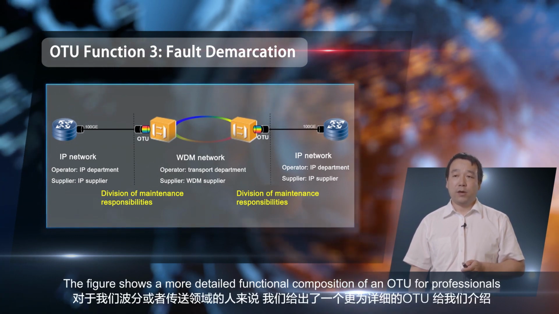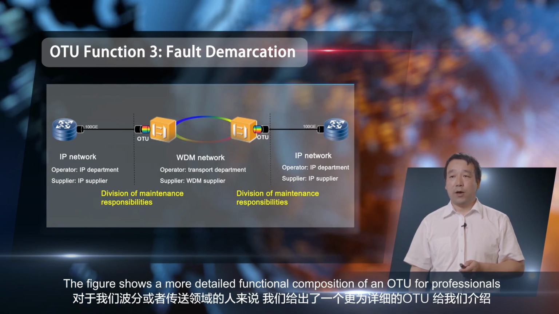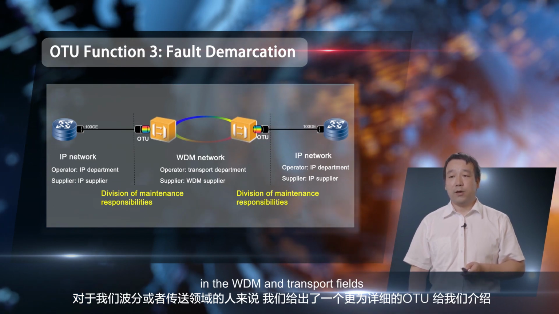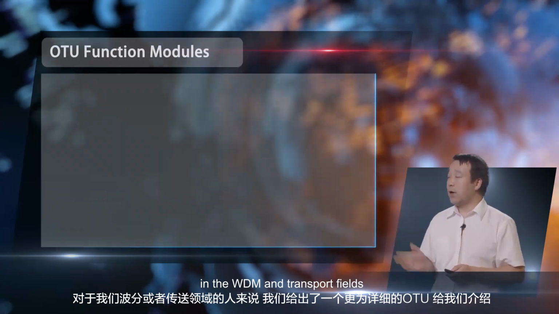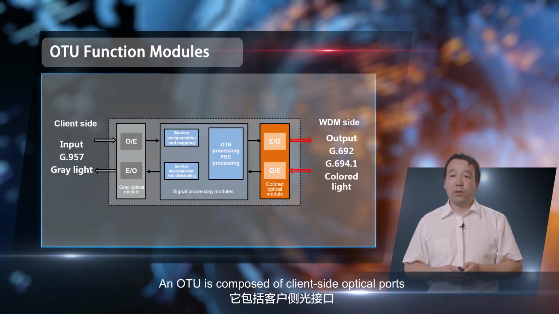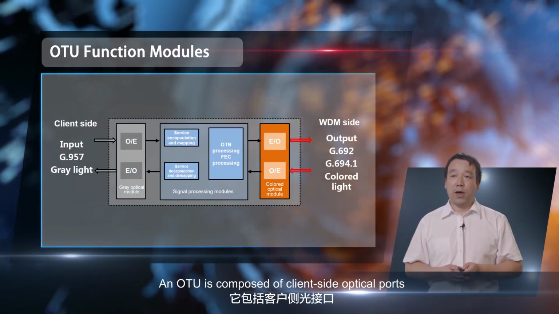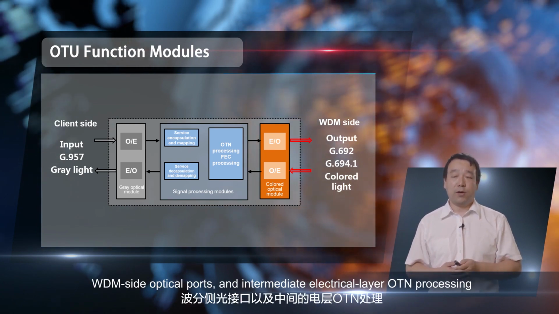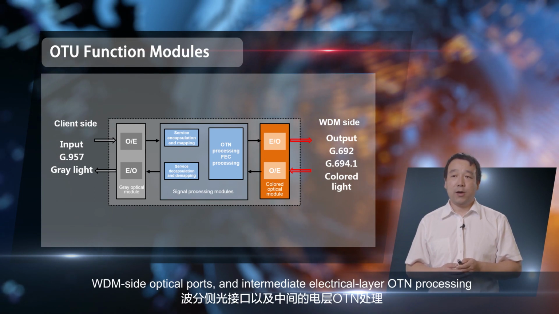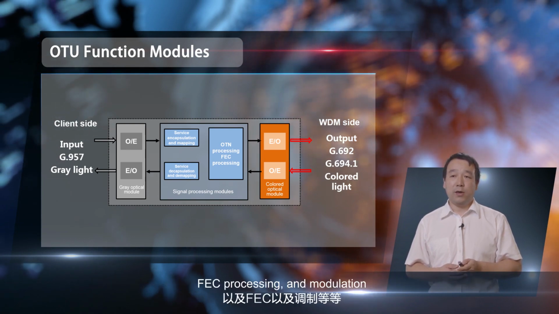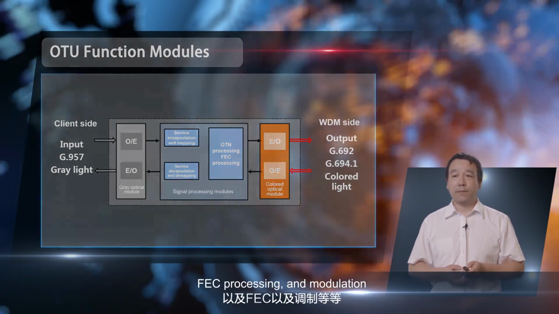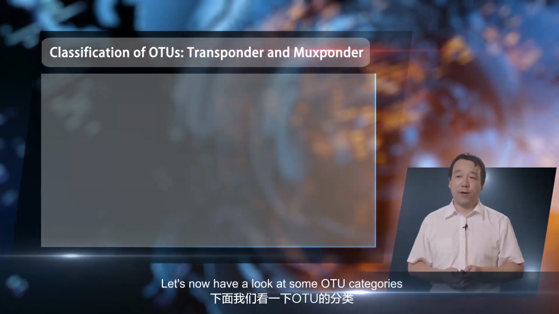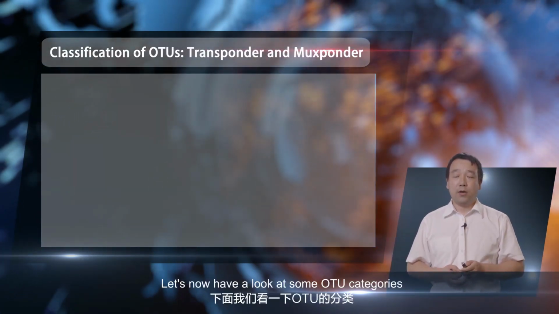The figure shows a more detailed functional composition of an OTU for professionals in the WDM and transport fields. An OTU is composed of client-side optical ports, WDM-side optical ports, and intermediate electrical layer OTN processing, FEC processing, and modulation. Let's now have a look at some OTU categories.